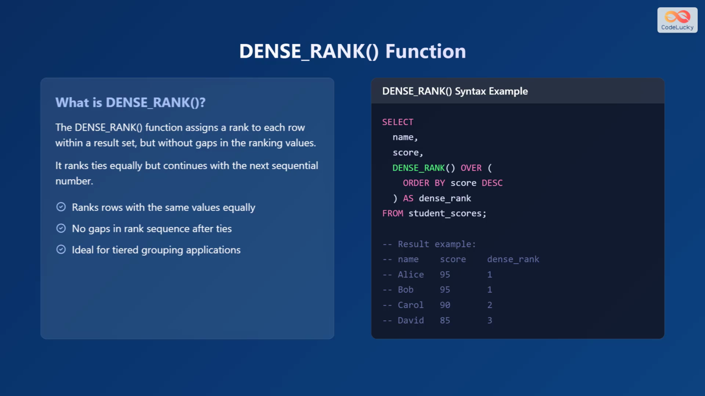Here is a DENSE_RANK syntax example. Select the name, score, and use the DENSE_RANK function over order by score in descending order as dense_rank from student_scores. As a result, you get the name, score, and dense rank. If Alice has a score of 95, the dense rank is 1. If Bob has a score of 95, the dense rank is 1. If Carol has a score of 90, the dense rank is 2. And if David has a score of 85, the dense rank is 3.